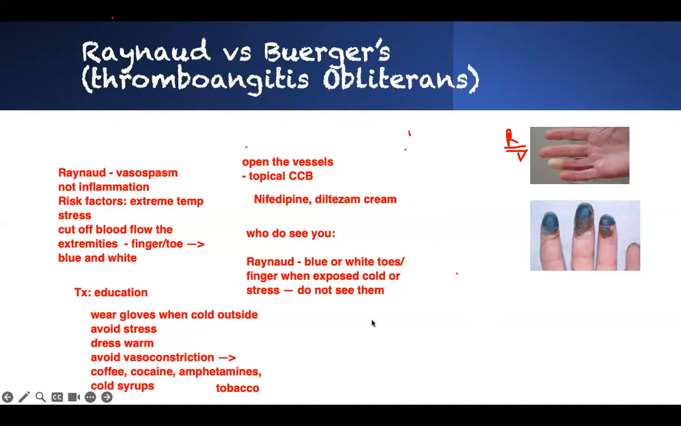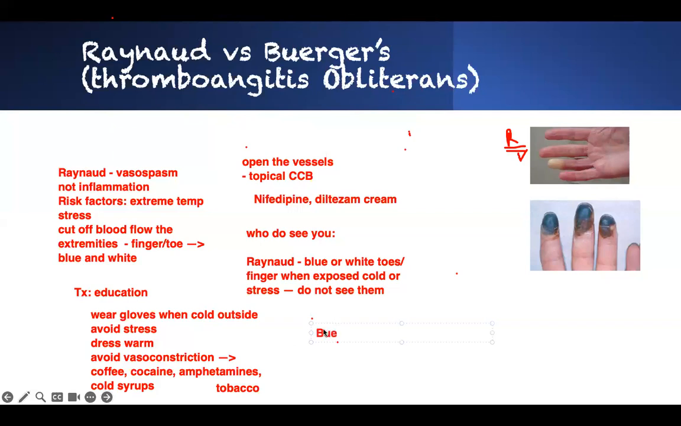In Raynaud, it's just the vasospasm. There's no vasculitis or infection anywhere. There's no inflammation anywhere. And it's the top slide, as you can see, it's just turning blue and white. Okay, and that is the problem. Buerger's disease is different. It's a different animal altogether. That's why they try to confuse you, but they have the same phenomenon, you know.